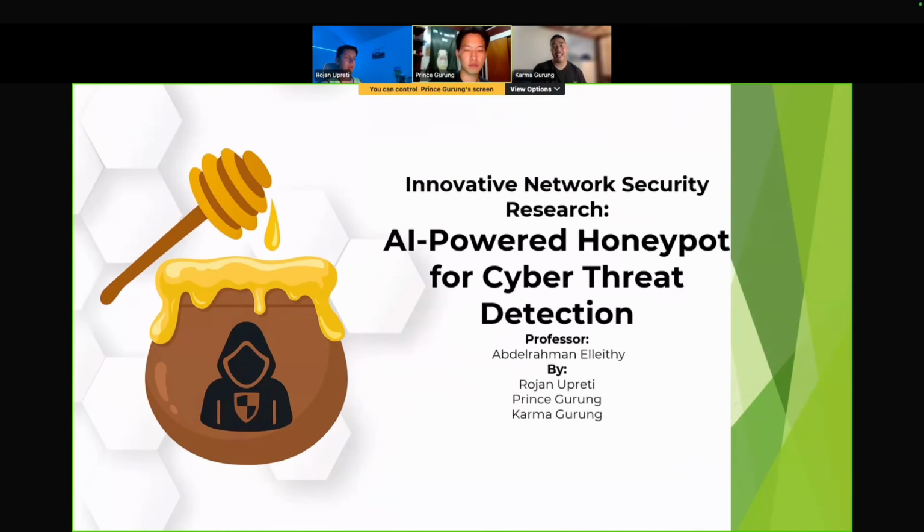So today I'm presenting our research. The topic of our research is AI-powered honeypot for cyber threat detection, with my teammates Prince and Karma. In this semester we did research on how to protect our server, our modem, and all of our internet devices from cyber threats. Mostly we focused on the honeypot algorithm.